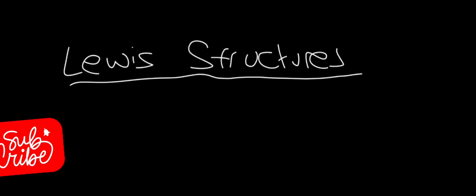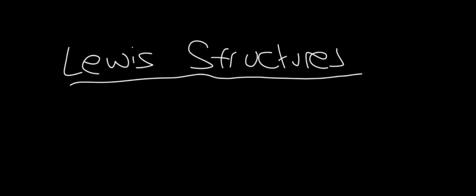Let's dive into something known as Lewis structures, and these represent the valence electrons of an atom. So for example, carbon has 4 valence electrons, and that can be represented by 4 dots. Oxygen has 6 valence electrons, and thus can be represented by 6 dots. There's no particular order in which to make the dots, but I like to do it counterclockwise.